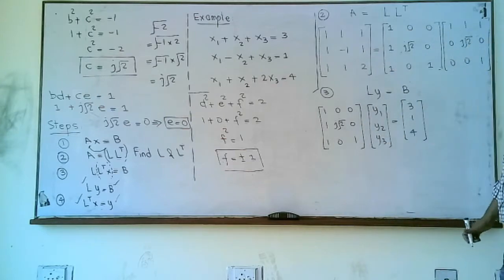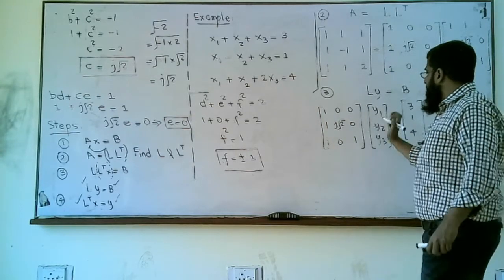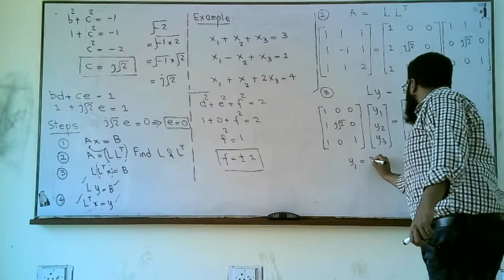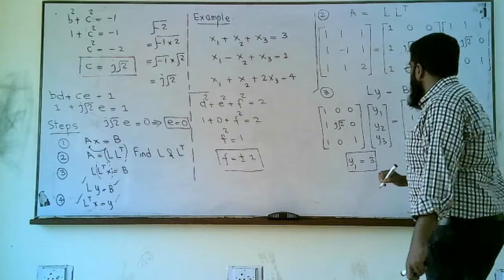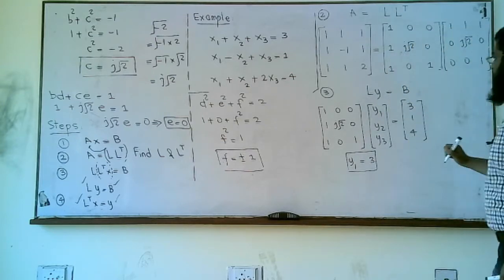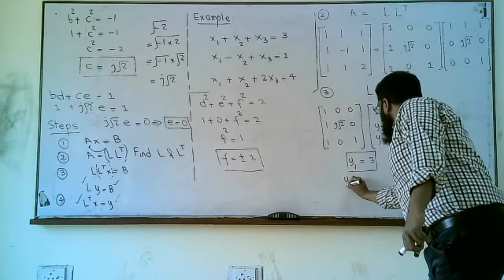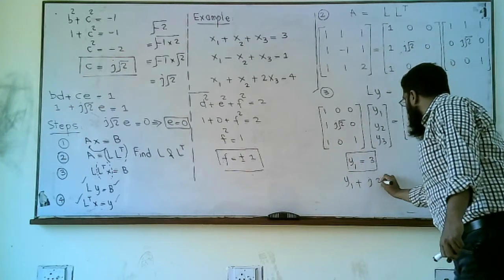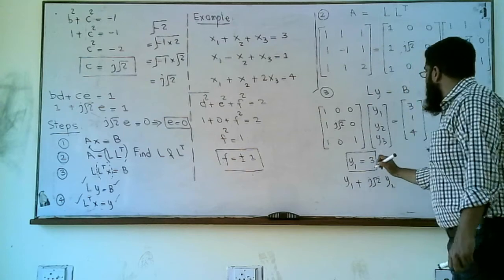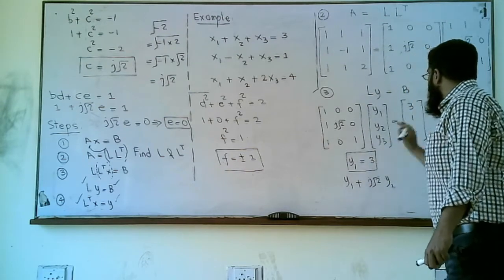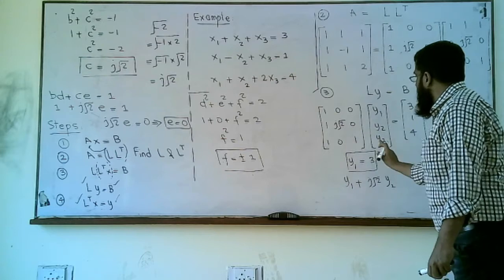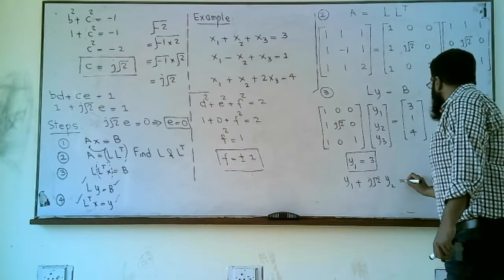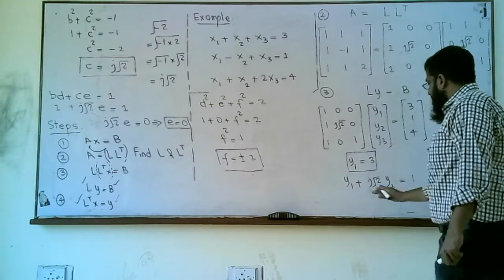Right, so now we multiply these matrices. 1 times y1 is y1 plus 0 is equal to 3. So we straight away get the first component, y1. Then 1 times y1 plus j times square root of 2 times y2 plus 0 times y3, which is 0, is equal to 1. y1 is 3.